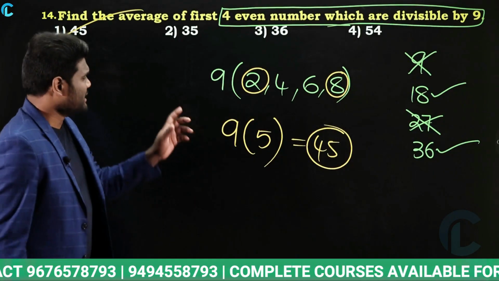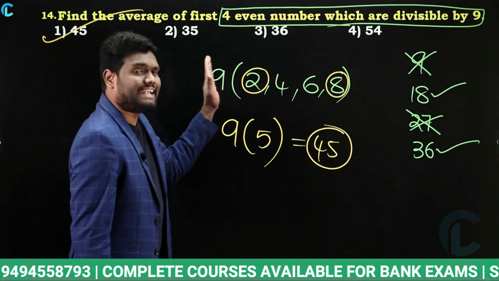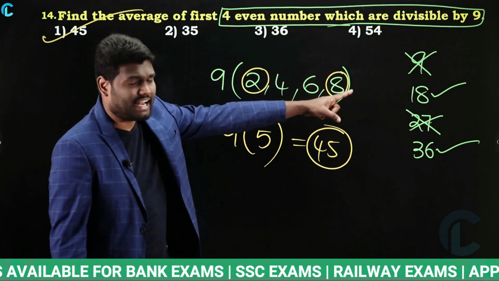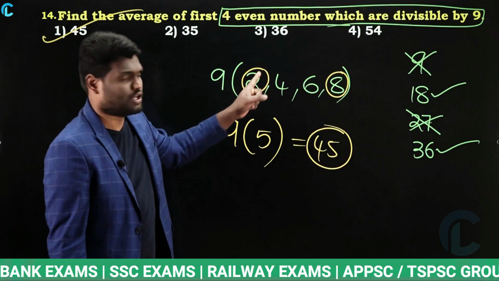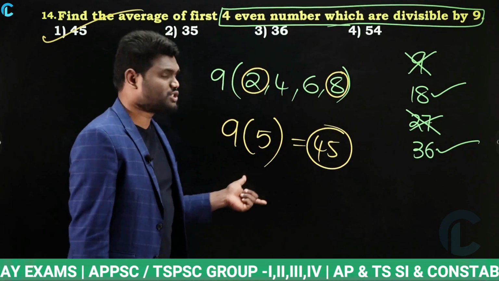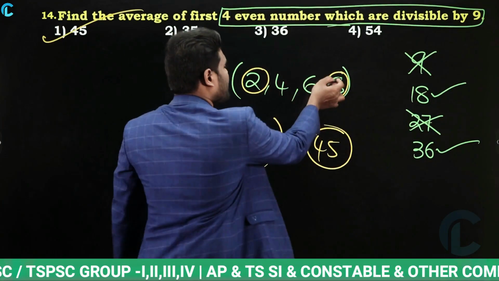Very simple question. Just what I have done is, I took 9 common, as the question is saying about divisible by 9 and there are 4 even numbers. So 2, 4, 6, 8. These are the first 4 even numbers. And in this question, you are asked to calculate the average for 8 and 2.